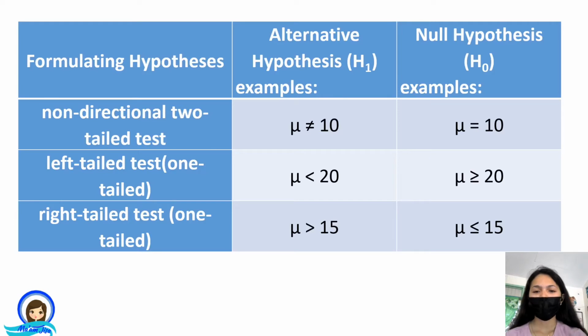So take note that the symbols used for non-directional tests in alternative and null hypothesis are opposites. So if you use equal for null, its symbol for the alternative hypothesis is not equal to. For left-tailed test, if its alternative hypothesis is less than, then its null hypothesis is greater than or equal to. For a right-tailed test, you use the symbol greater than, and under the null hypothesis, you use the symbol less than or equal to. If you have observed, the symbol for alternative hypothesis is the opposite of its null hypothesis.